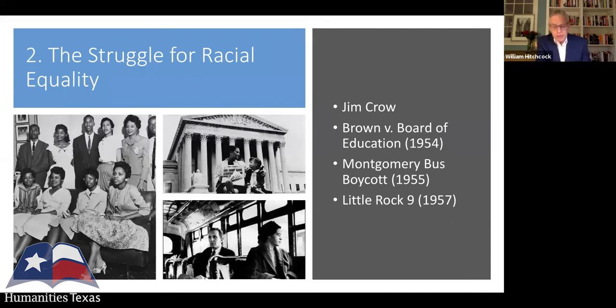Down in Montgomery, Alabama, soon after the Brown decision, in 1955, a group of civil rights activists, of course, led by Martin Luther King Jr.